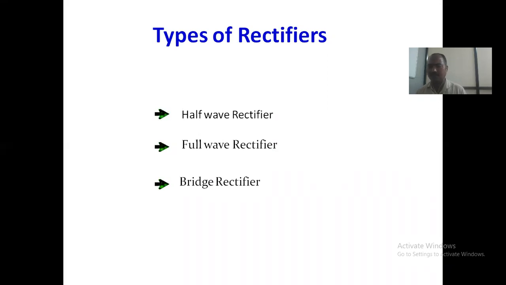If the cost of the equipment must be low, in that case we use the half wave rectifier. If the instrument or application is sophisticated, in that case we use the full wave bridge type configuration, not the full wave center tap type configuration, because its noise is more, right? If the noise requirement is low, in that case we use the bridge type configuration of the rectifier.